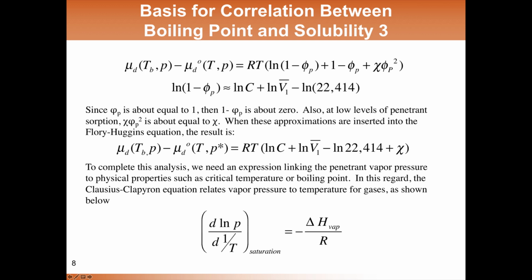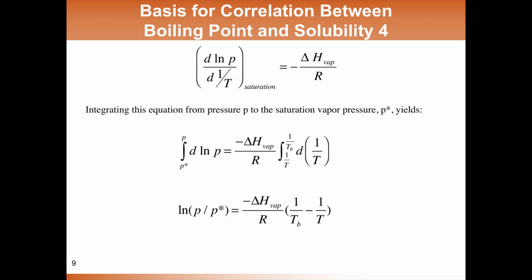And to complete this analysis, we need an expression that links the vapor pressure to physical properties like critical temperature or boiling point. And the Clausius-Clapeyron equation provides a route to that. It says that the change in the log of the vapor pressure for any material divided by 1 over T goes as the negative of the delta H of vaporization over the gas constant R. And so this expression can be integrated, assuming the delta H of vaporization is constant over the range of temperature that is considered, to get the relationship at the bottom of the page.